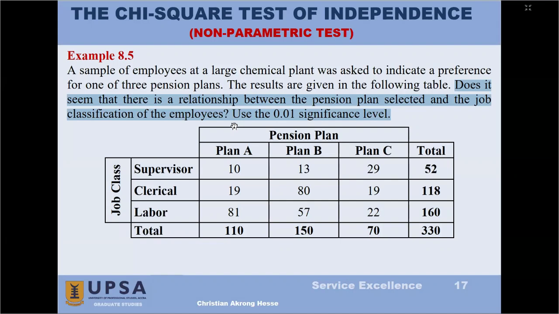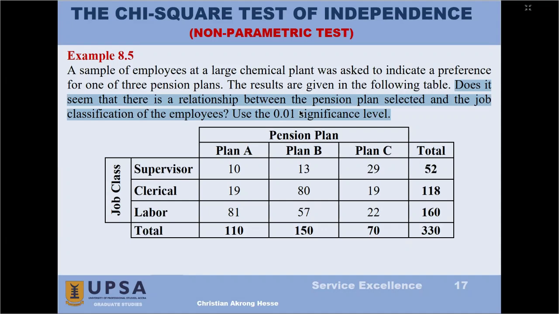Then you come to the decision rule. What will be the degrees of freedom? 3 minus 1 and 3 minus 1. So it will be 2 times 2, which is 4. So you read chi-squared 0.01, because the alpha now is 0.01, not 0.05. You read chi-squared 0.01, 4 degrees of freedom. What's the answer?